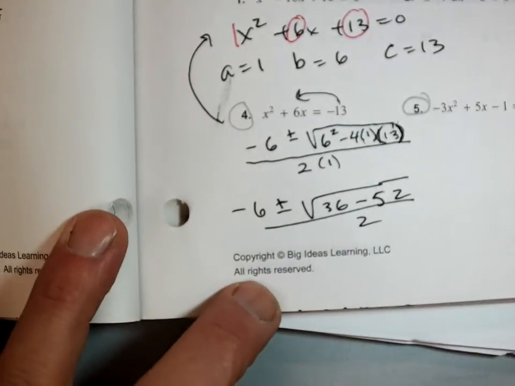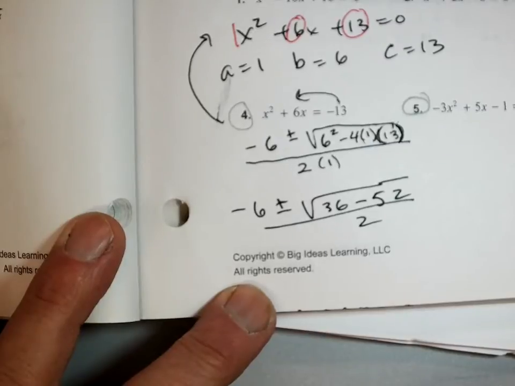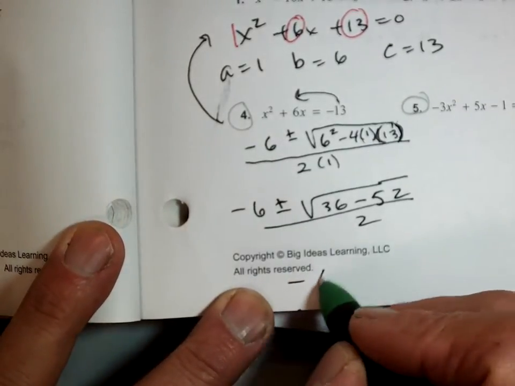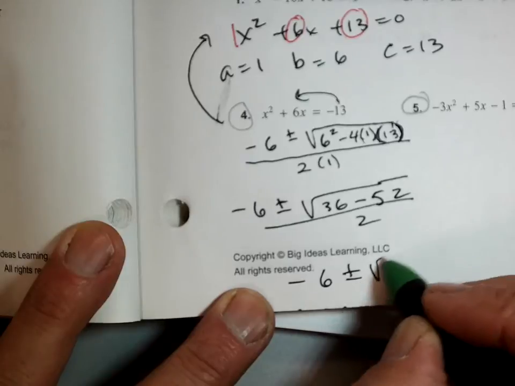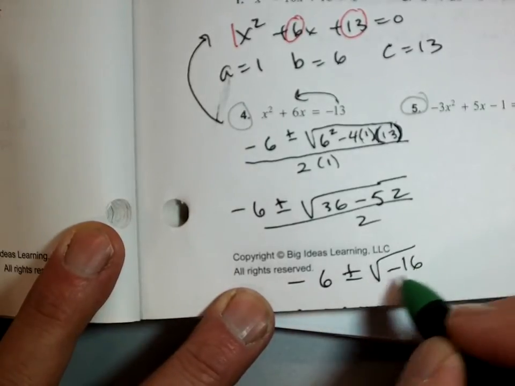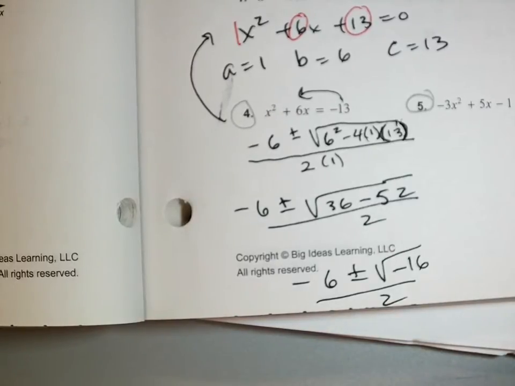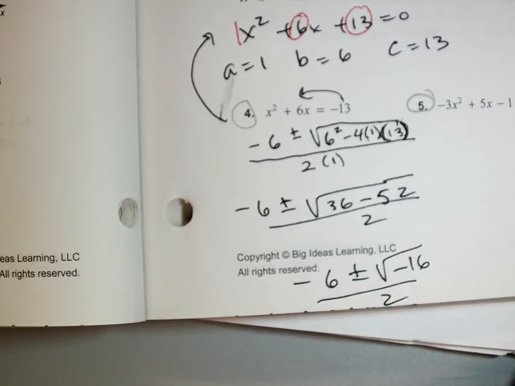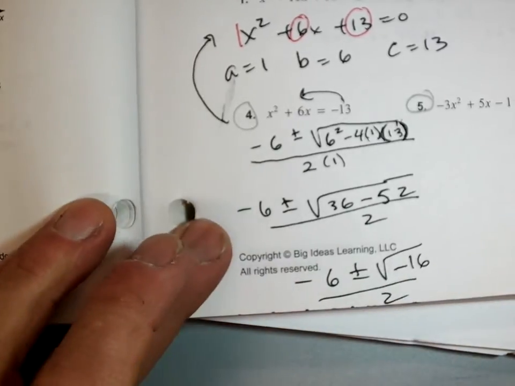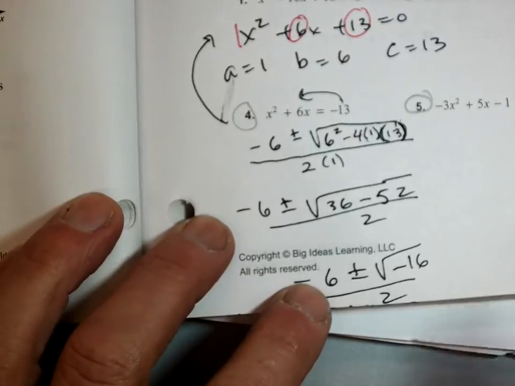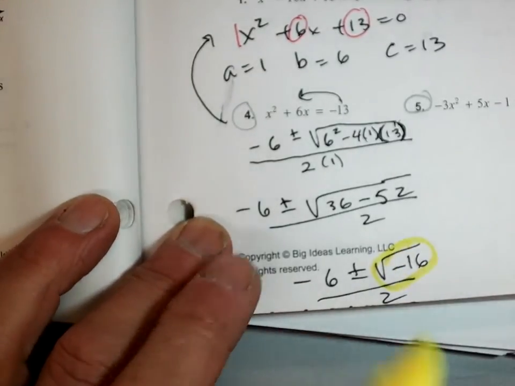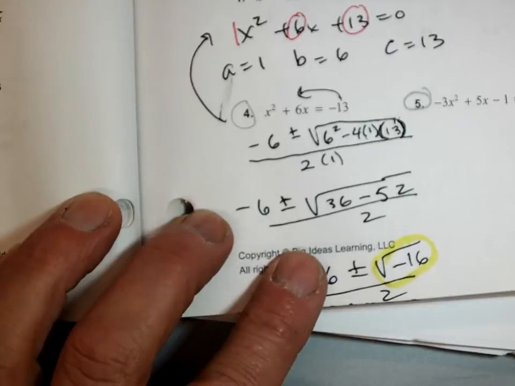So then, 36 minus 52 is negative 16. So negative 6 plus or minus the square root of negative 16 over 2. I'm going to stop. I'm done. I know the answer. There's no solution, because I got a negative. Can't do a negative square root, can you? Right there, let's highlight that. You can't take the square root of a negative number, so this one has no solution.